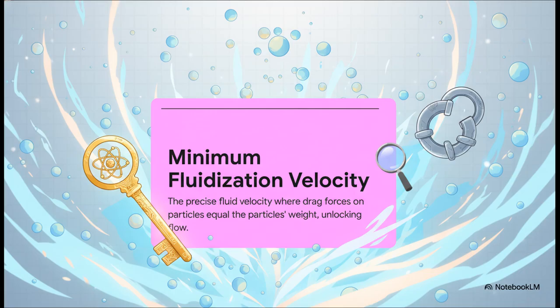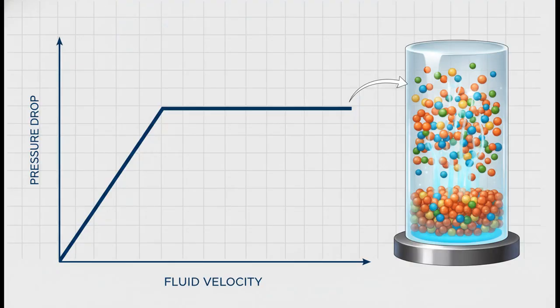This isn't just a random guess. It's a very specific, calculable number. It is the key that unlocks the door to that fluid-like state. Okay, and here is where things get really wild. Remember our simple rule, more speed equals more pressure? Well, the second we hit that minimum fluidization velocity, the pressure drop just stops increasing. It hits a flat plateau.